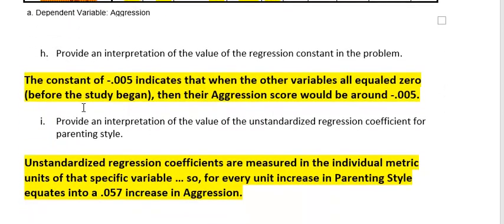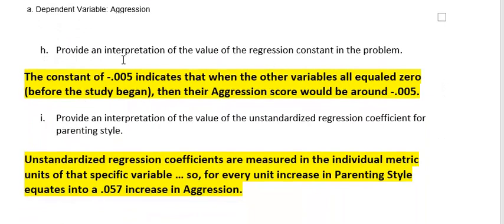Provide an interpretation of the value of the regression constant in the problem. The constant of negative 0.005 indicates that before you start this test, the average aggression should be somewhere around negative 0.005. Another way to put it is when all the other variables are zero, which means before you start, the aggression score should be around negative 0.005 for everybody.